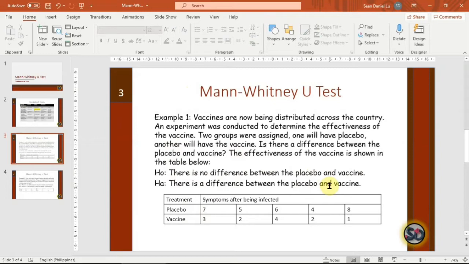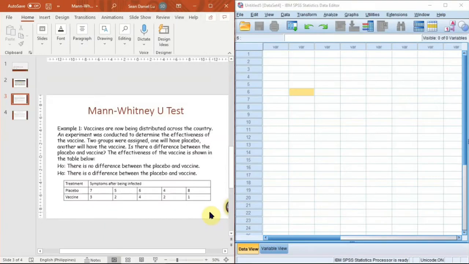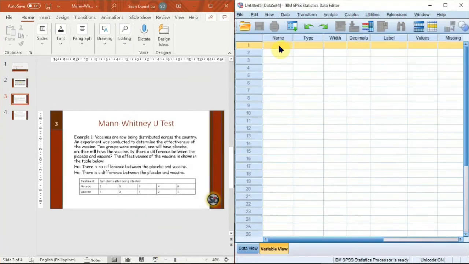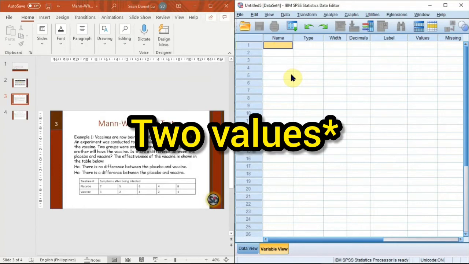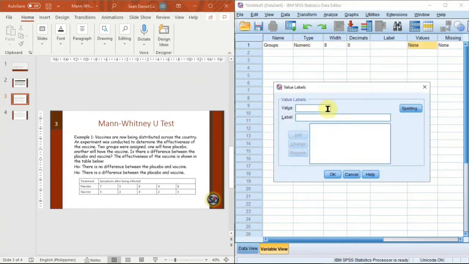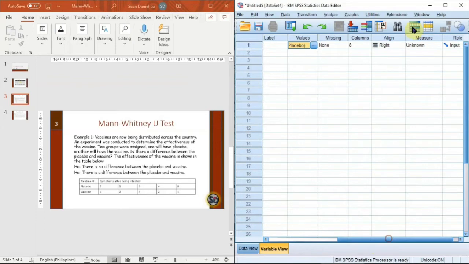Now let's try to do this in SPSS. We're going to create two variables. In this case, one would be a dichotomous variable. A dichotomous variable is a variable that has only two types of data. I'll show you what I mean. I'll set the value of groups into 1 and 2, which is why it is a dichotomous variable. Group 1 would be placebo. Group 2 would be the vaccine. Now this would be nominal.